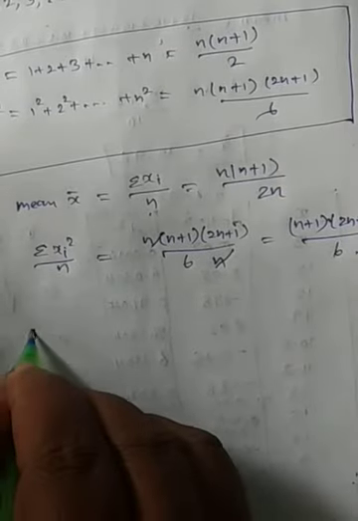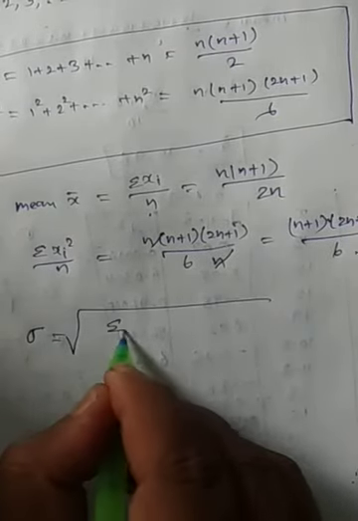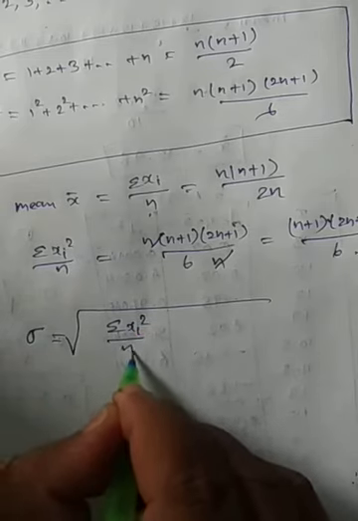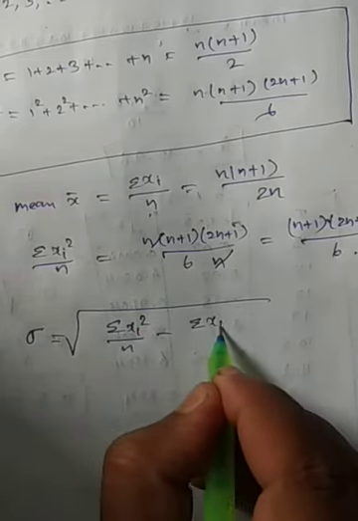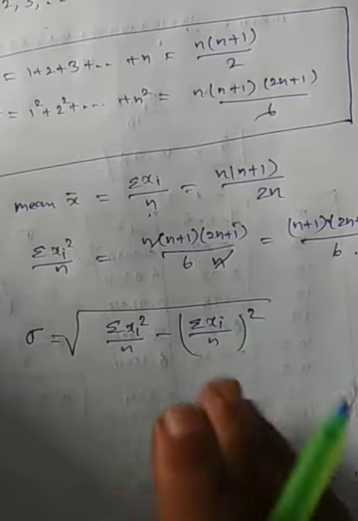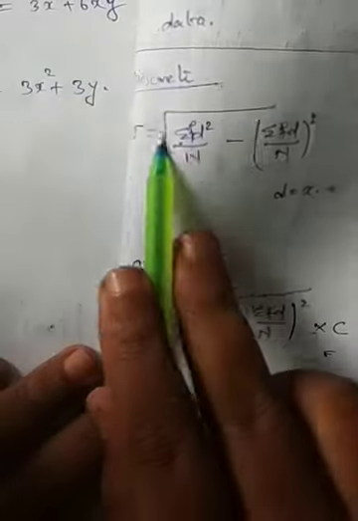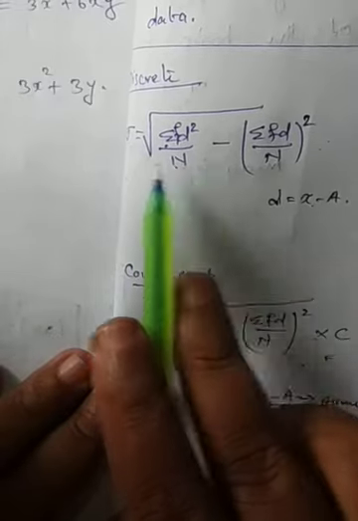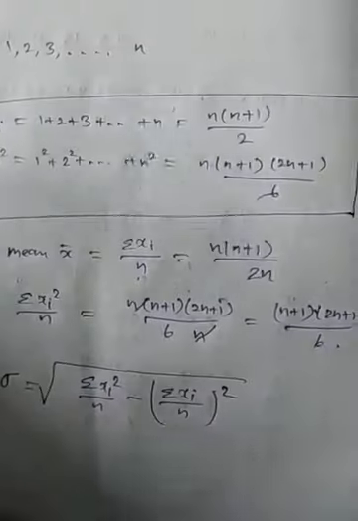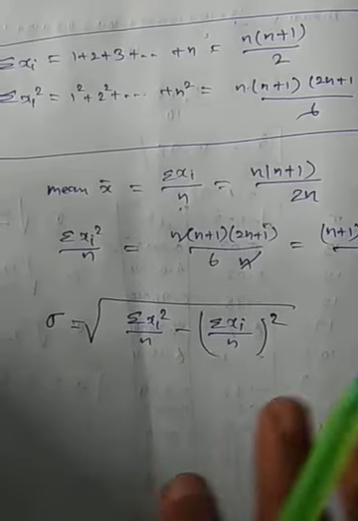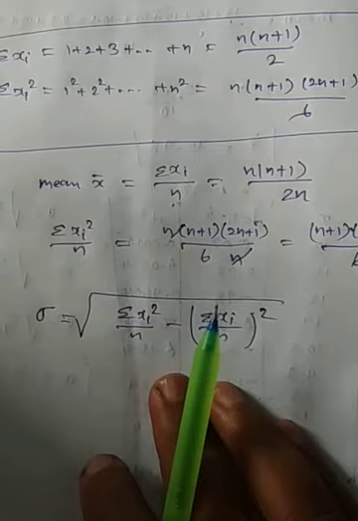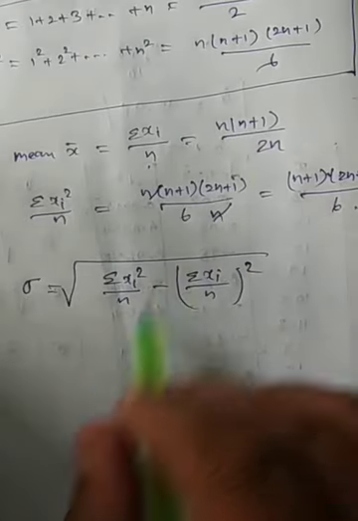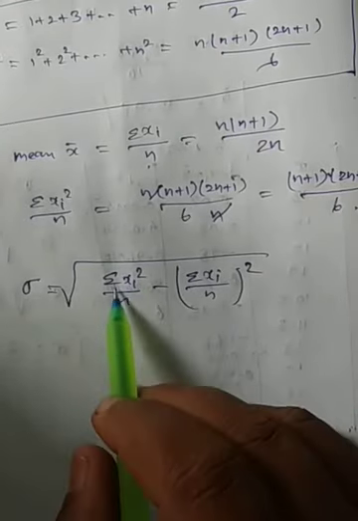Now the standard deviation sigma formula is what? Square root of sigma xi square by n minus sigma xi by n the whole square. This is the formula. There, actually we are doing sigma fd square by n minus sigma fd by n the whole square. Here f is not there, that's why we are writing xi instead of di, because we are not having a frequency. That's why we are doing this one.